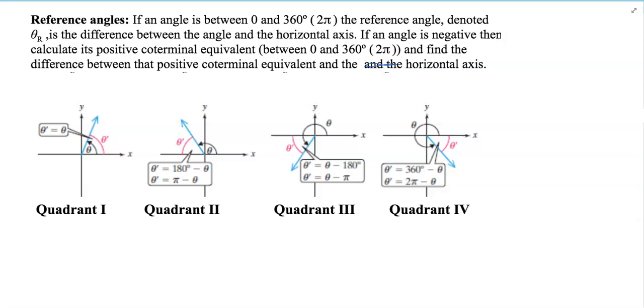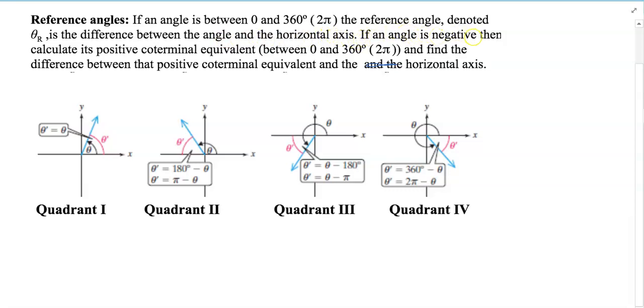Hello everyone. In this lesson, we will be talking about reference angles and finding trig functions using reference angles. Reference angles. If an angle is between 0 and 360, that is between 0 and 2 pi radians, the reference angle, denoted R in this lesson, is the difference between the angle and the horizontal axis.